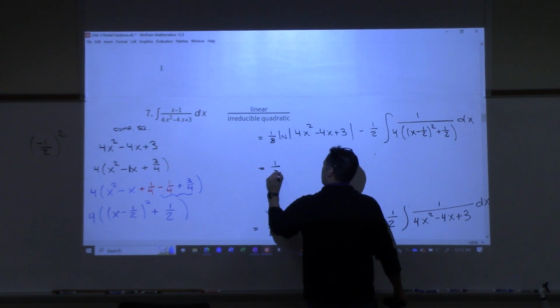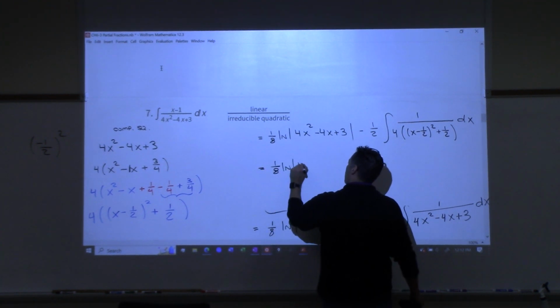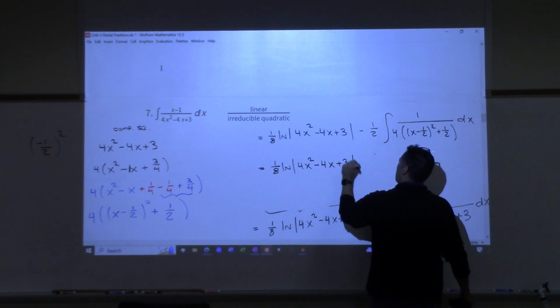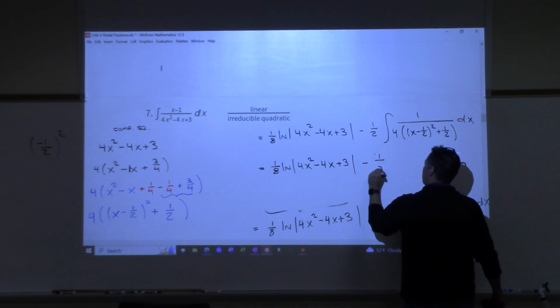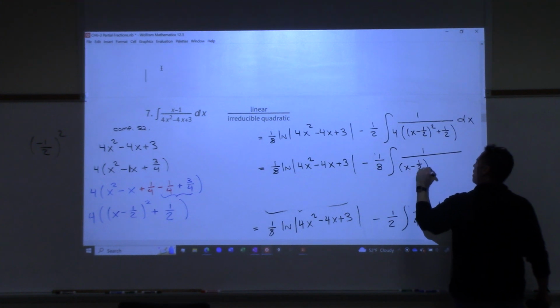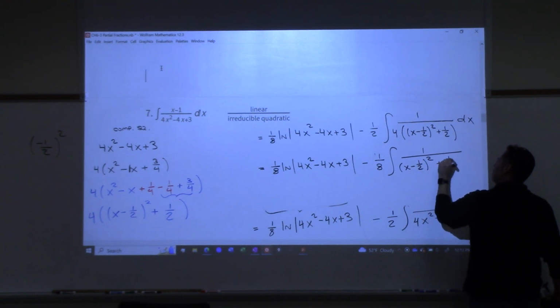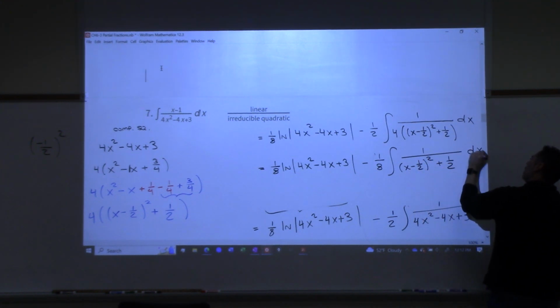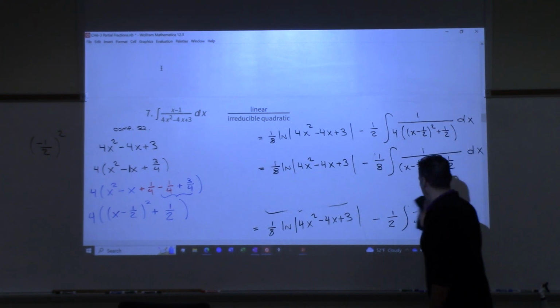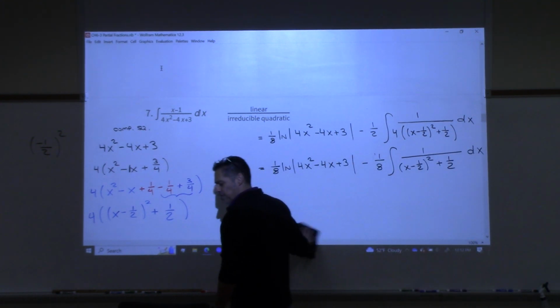So 1/8 natural log of 4x squared minus 4x plus 3, minus 1/8 integral of 1 over... I don't need the parentheses anymore on that because I pulled the 4 out. Finally, it is something I can do something with.